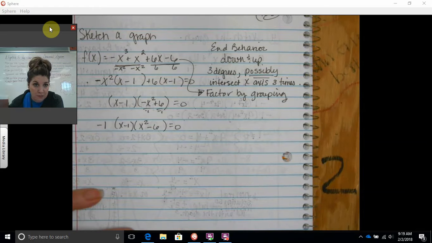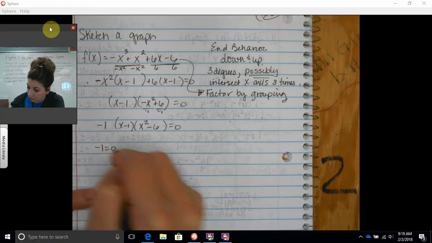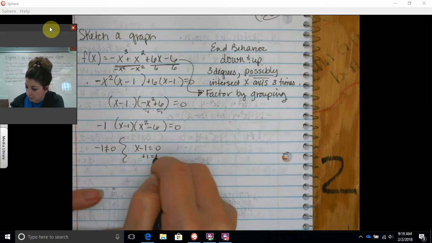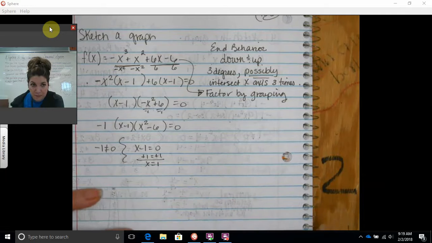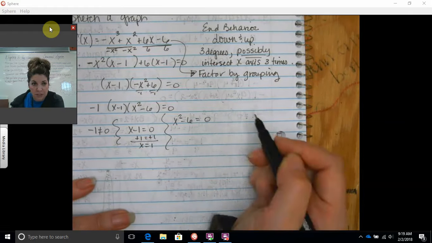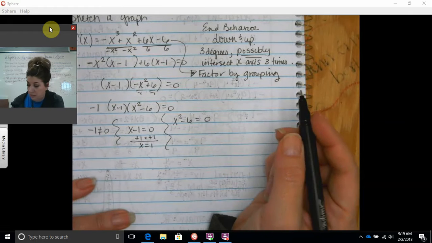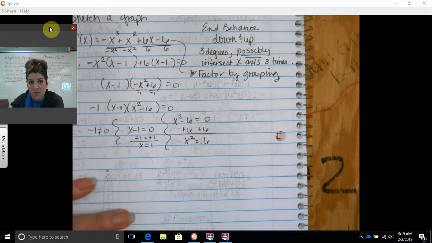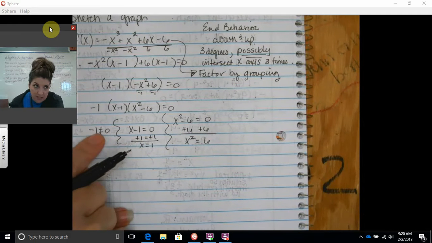But have I solved? No, and remember, I'm looking for 3 solutions. So is negative 1 going to give me a solution? Will x minus 1 give me a solution? Yep. Give me a solution of positive 1. And x squared minus 6 will give me 2 solutions. We'll have to see if they're real or imaginary. 2 solutions because there's 2 degrees. So when you add 6 to both sides, what do I get? But negative 1 is a factor, but it didn't give me a solution.